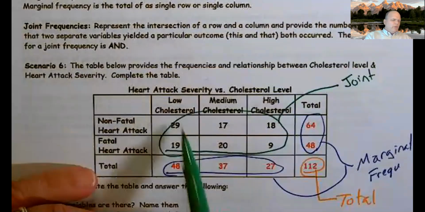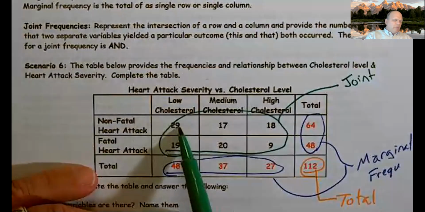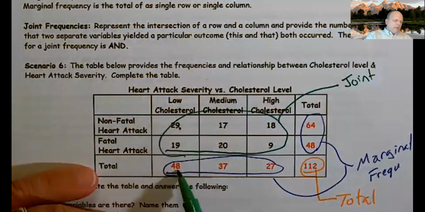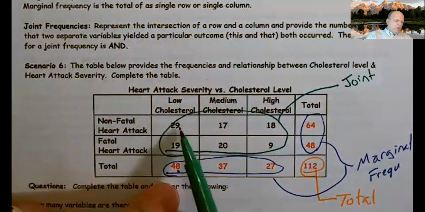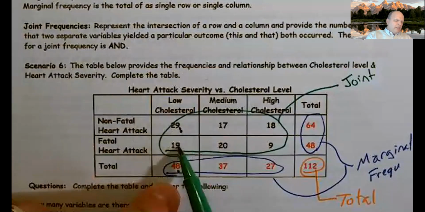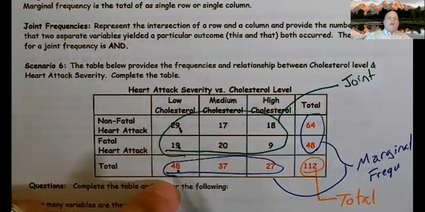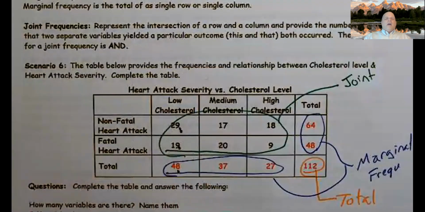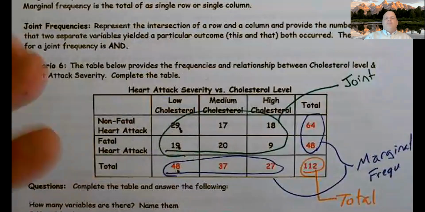So this is the joint frequency. And the joint frequency says 29 times we had low cholesterol and a non-fatal heart attack. 19 times they had low cholesterol and a fatal heart attack, all right? So that's the way this worked.